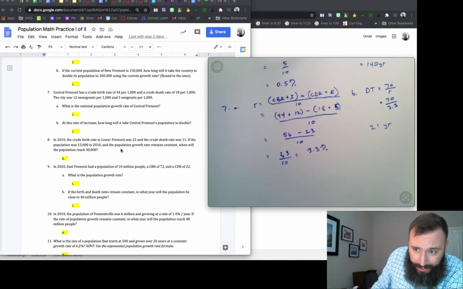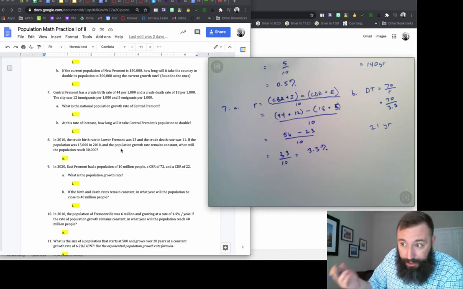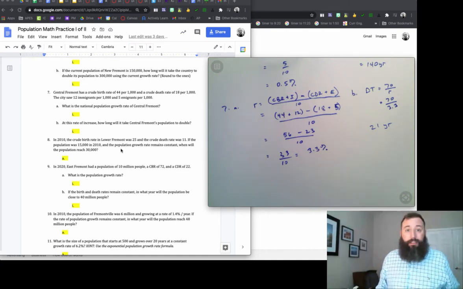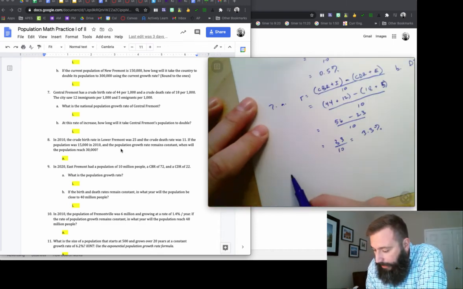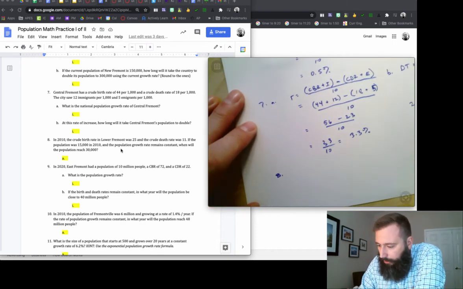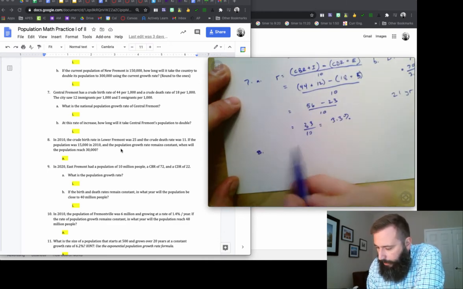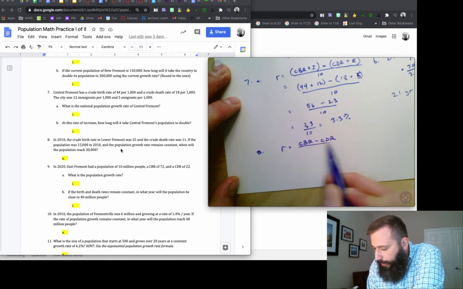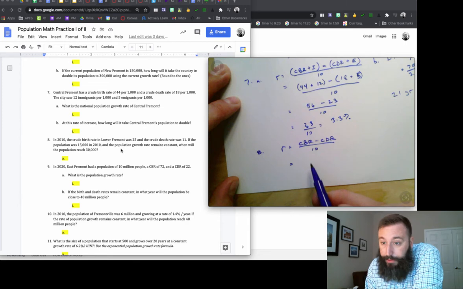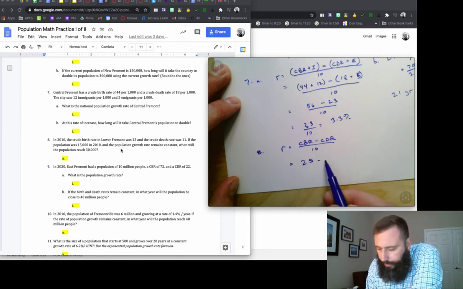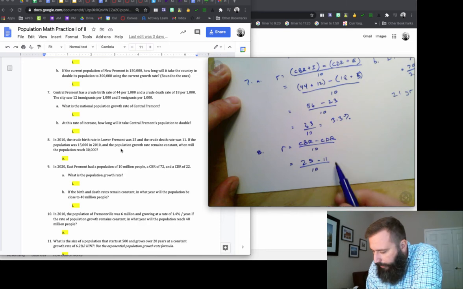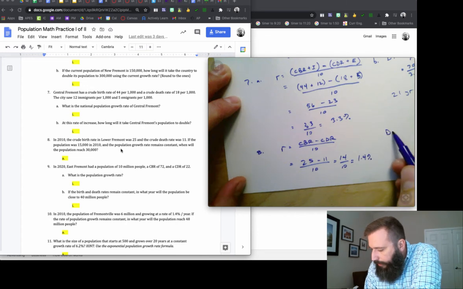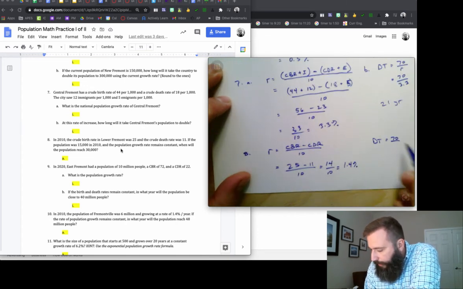Now, what makes it difficult is we've got to solve for R first, but it's basically the same math that we just did with question 7. This time, though, we're not dealing with migration, so we won't have to include that in our equation. R is equal to CBR minus CDR over 10. It's equal to 25 minus 11 divided by 10. 14 divided by 10, 1.4%. Doubling time is equal to 70 divided by R, which is 70 divided by 1.4.